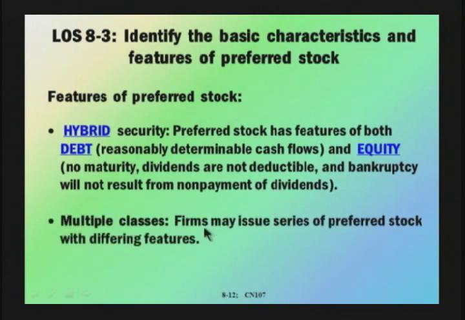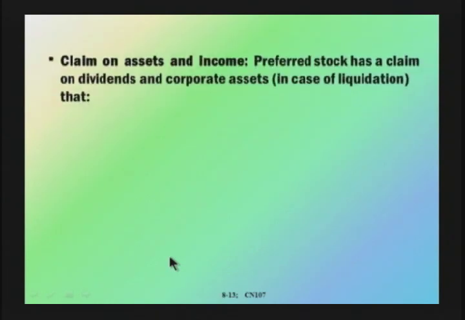If you look at the stock quotes, for example, in the Wall Street Journal, you will typically see just one common stock quote for most companies, but you might see multiple preferred stock quotes because there may be different issues of preferred stock that have different features or different percentages of stated dividends and things like that. So it's common to see multiple classes of preferred stock and typically only one class of common stock. Some firms do have more than one class of common stock, but it's common to see multiple classes of preferred stock.